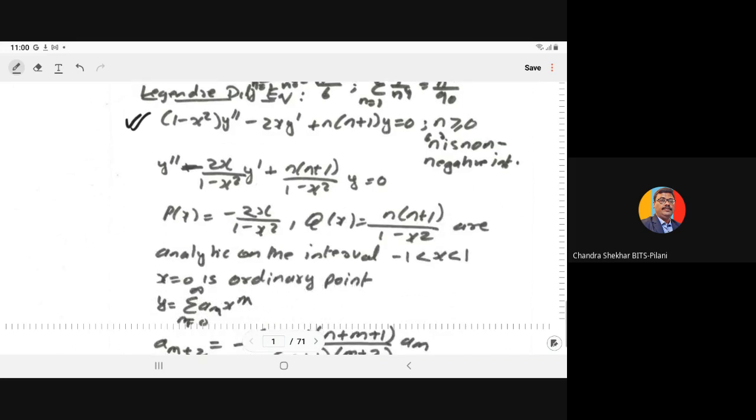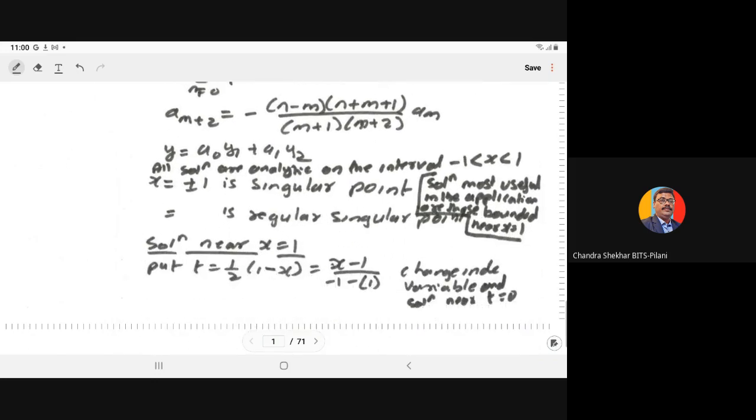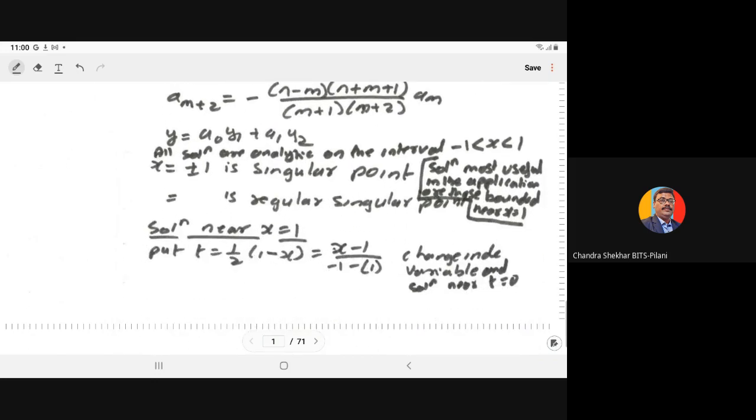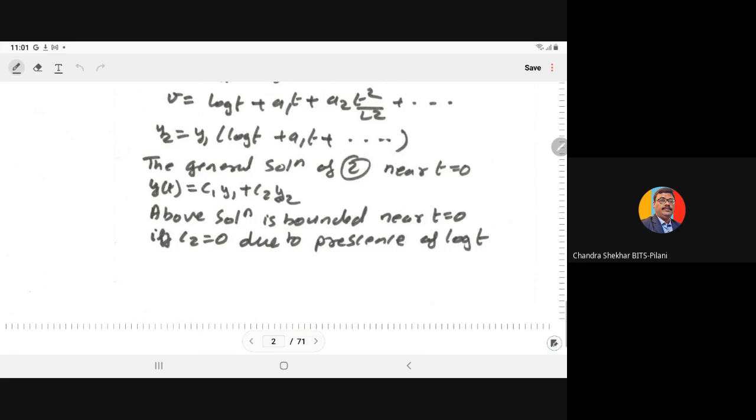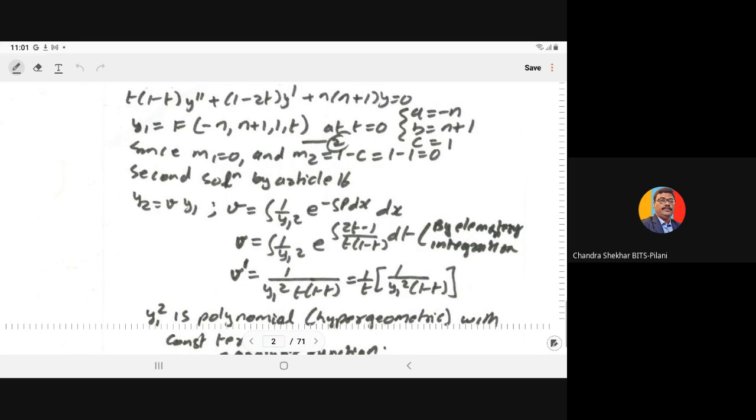For this, we have seen that x is equal to 1 and minus 1 are regular singular points. For the computation of the solution near x is equal to 1, a regular singular point, we have taken this substitution. And with this substitution, we have determined the solution. All these things we have already done. So we have determined that for x equal to 1, y is equal to F of minus n, n plus 1, 1, t is the solution.